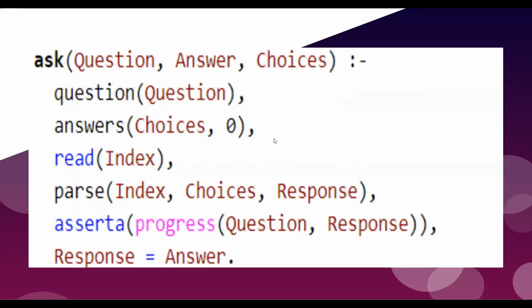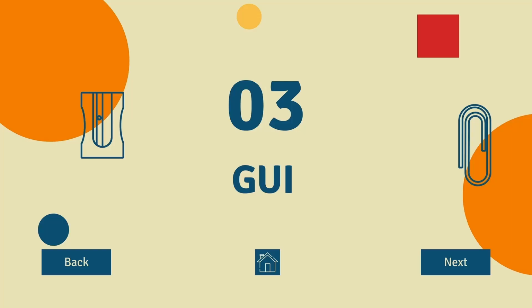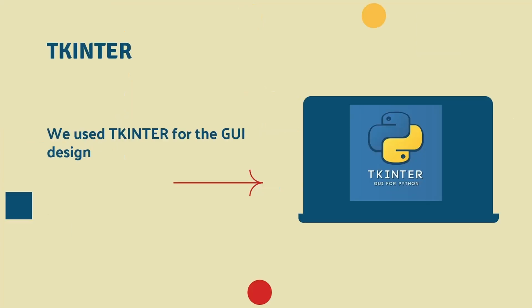And at this part, we print questions and we print choices for those questions, and we get the user's information and store it to decide a suitable career for them. Let's continue with the graphical user interface.